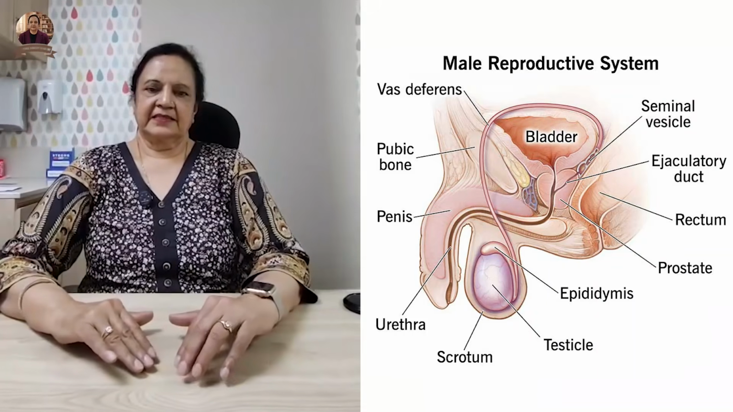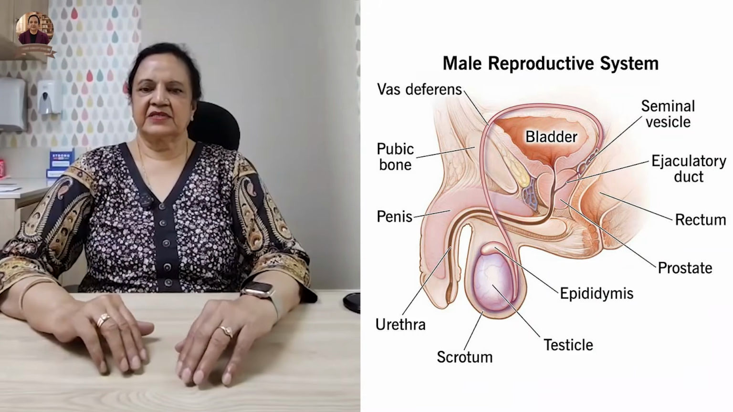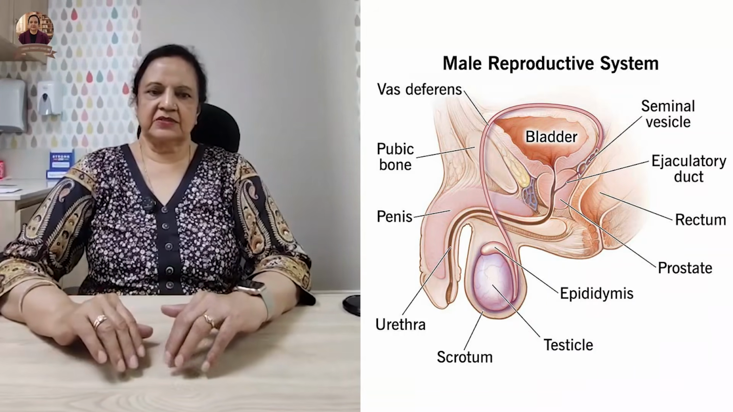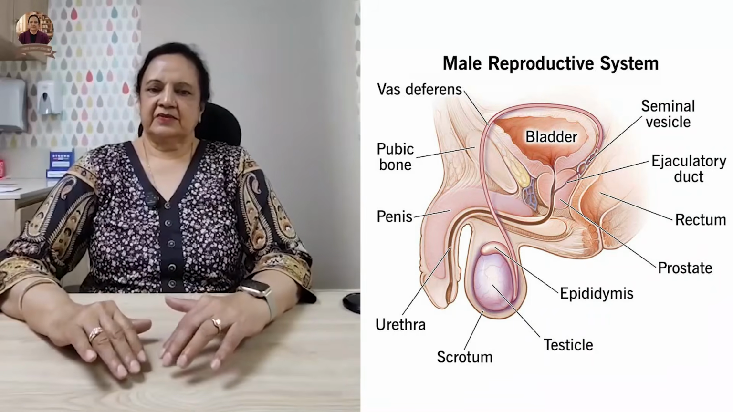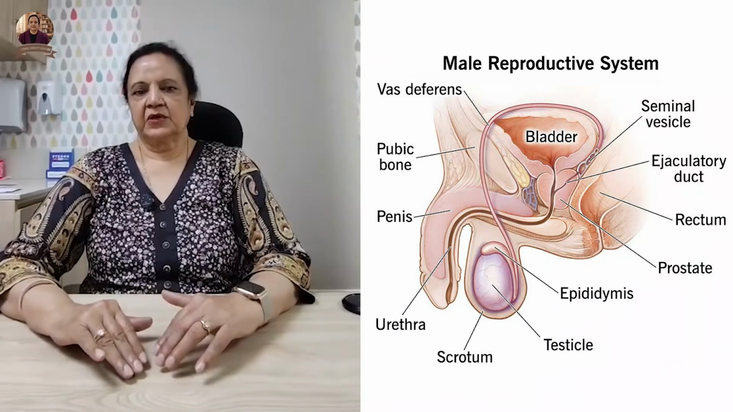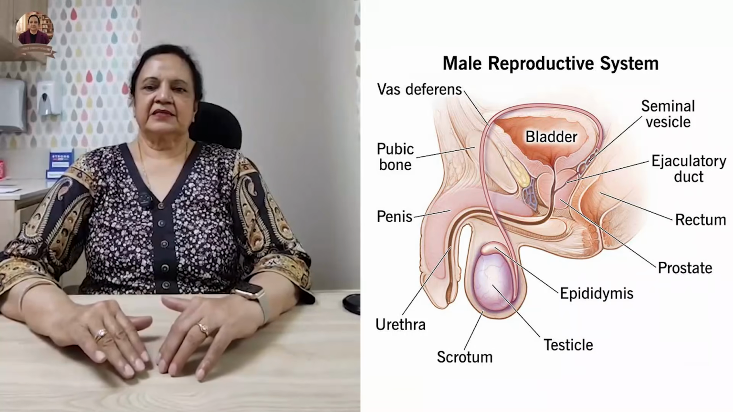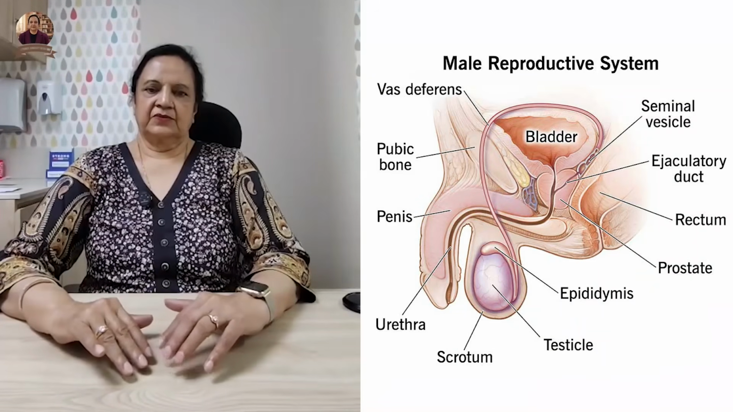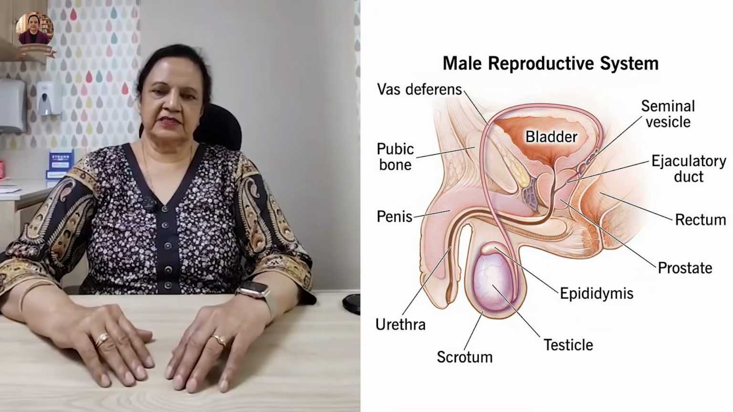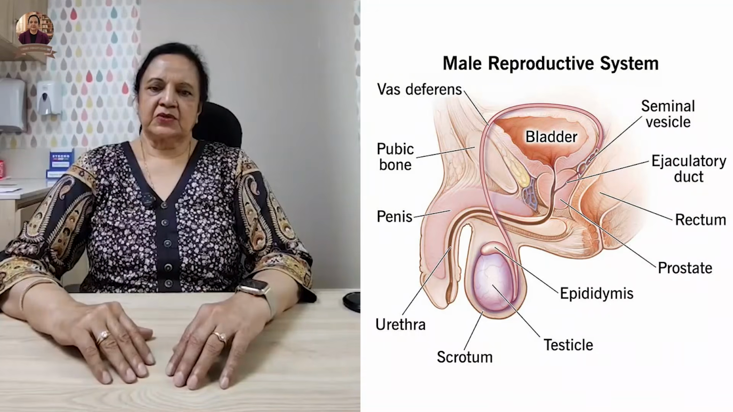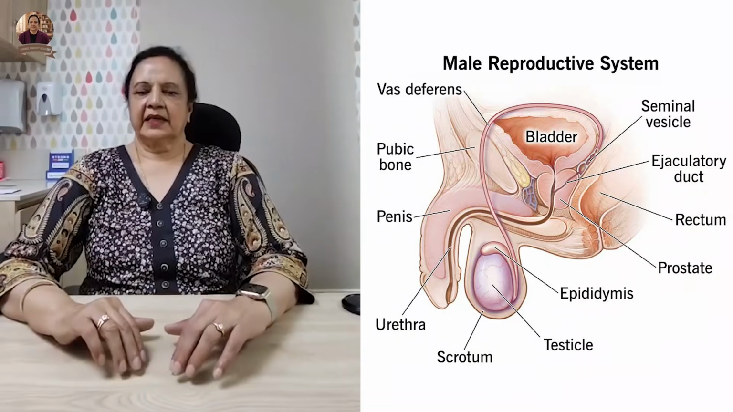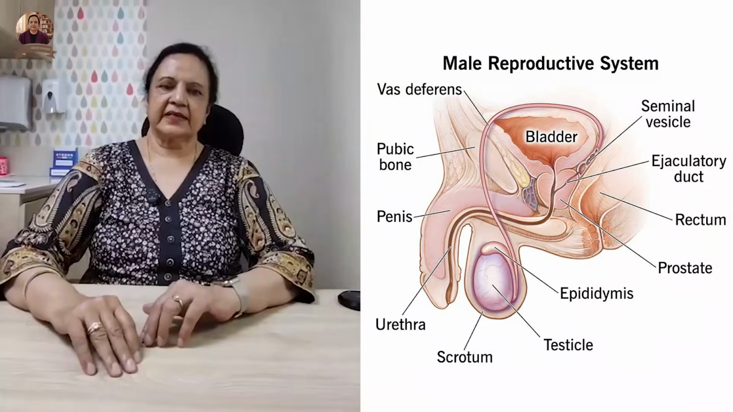Seminal vesicles. They secrete an alkaline viscous fluid that constitutes about 60 to 70% of the semen volume. This fluid is rich in fructose, which provides energy to the sperms, prostaglandins, and clotting proteins.